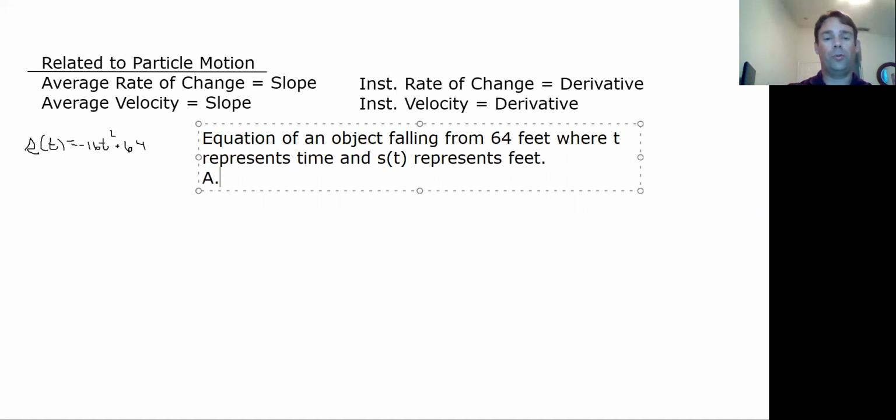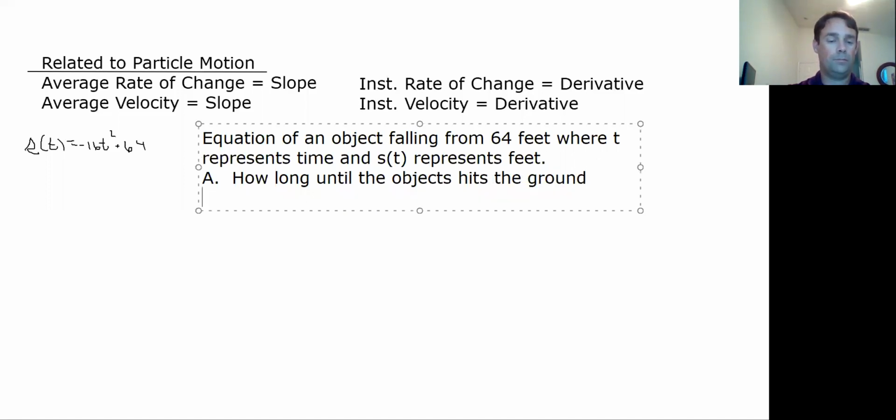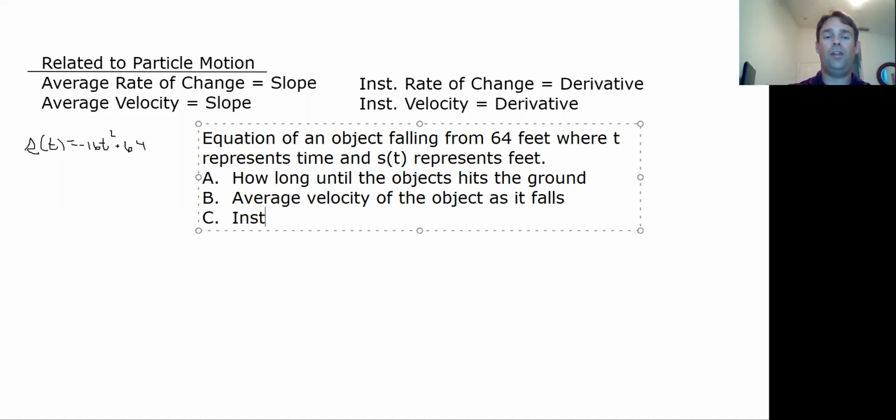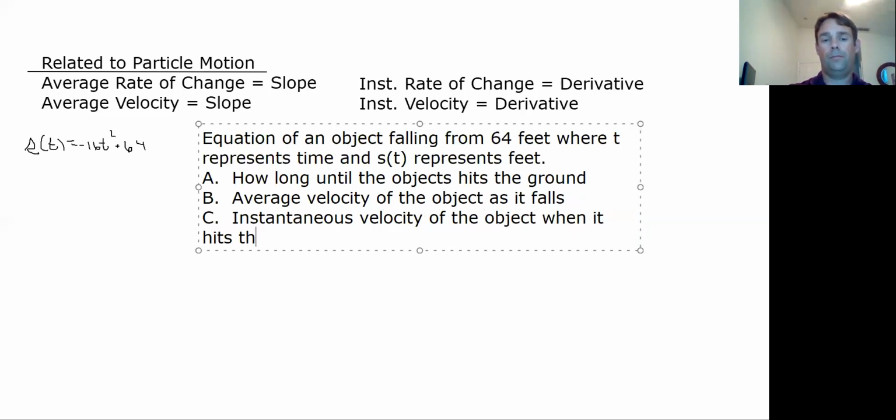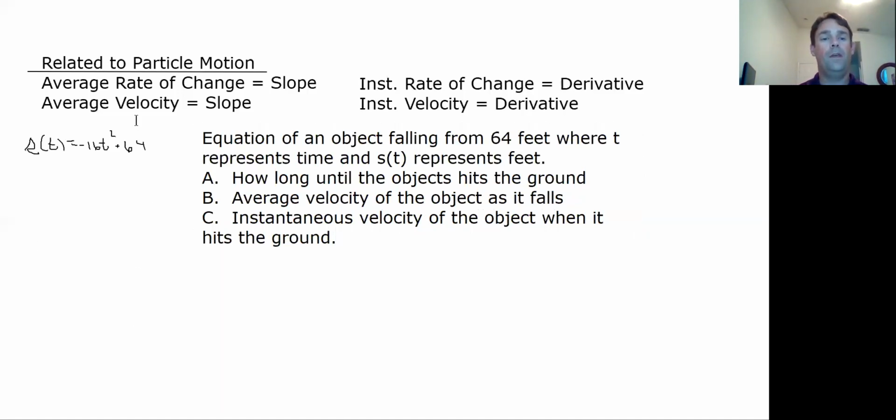So 3 quick questions we're going to be dealing with, and we'll call it a day. How long until the object hits the ground? What is the average velocity of the object as it falls? What is the instantaneous velocity when it hits the ground? All right, so let's see if we can do this real quick.